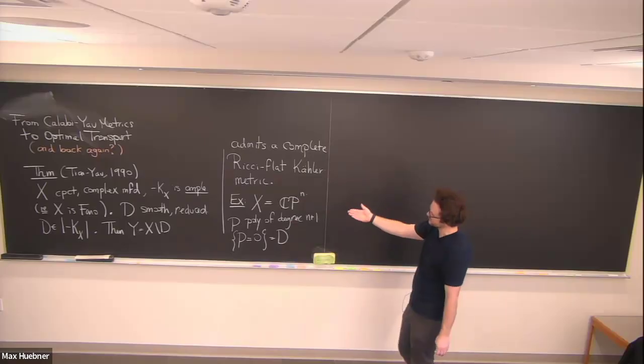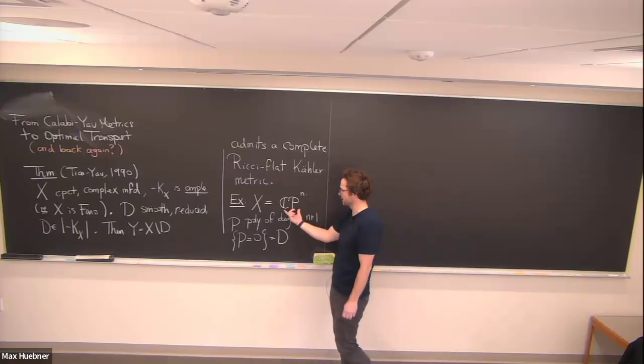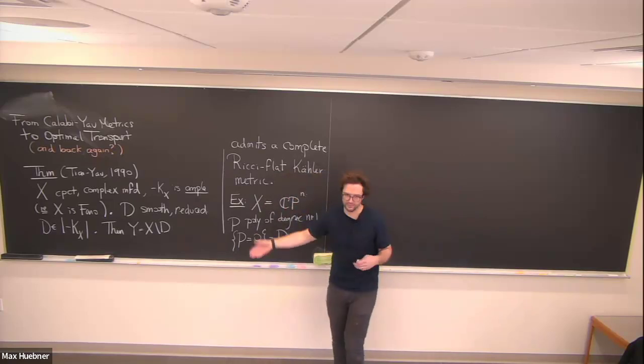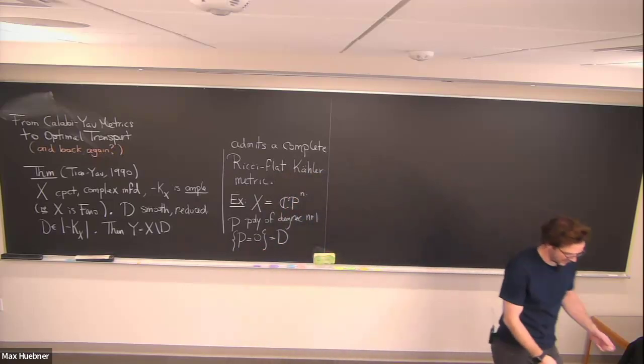And this is interesting because, of course, CP^n is very much not a Calabi-Yau manifold. Its canonical bundle is definitely not trivial. But you can decompose CP^n into two pieces, one which is a compact Calabi-Yau manifold, and the complement of that, which is a complete non-compact Calabi-Yau.